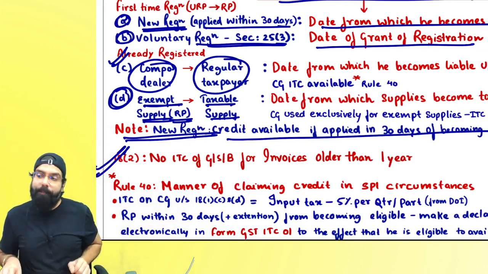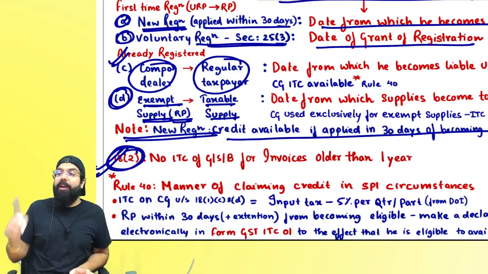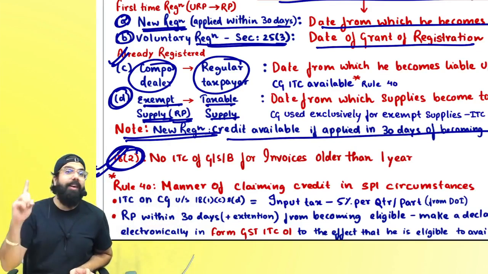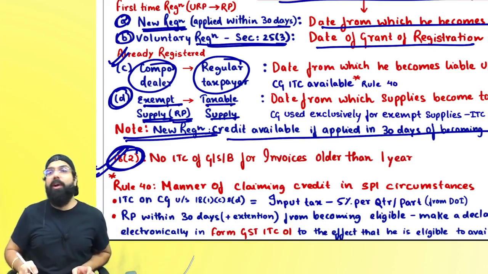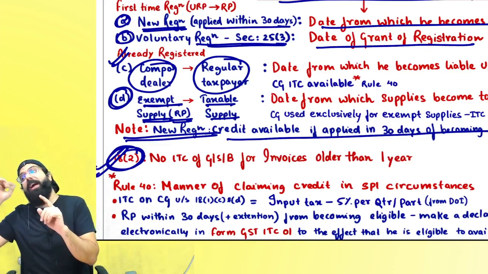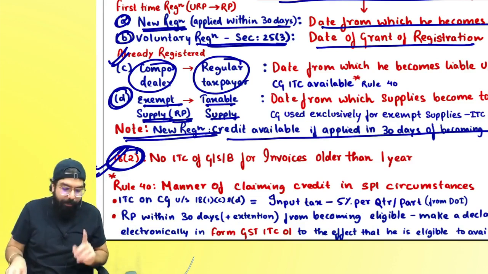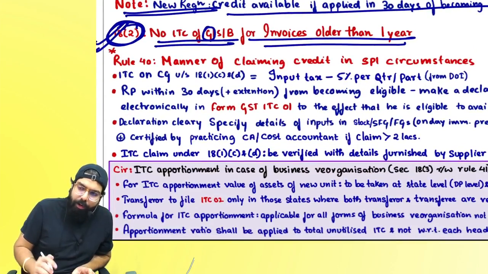quarter or part thereof. Then section number 18.2 is applicable only in special circumstances which are told under section number 18.1a, b, c, d, and it says you will not get the credit of inputs or capital goods for which invoices are older than 1 year. Right everyone? Please be very careful. No ITC of goods, basically input or capital goods, for which invoices are older than 1 year.